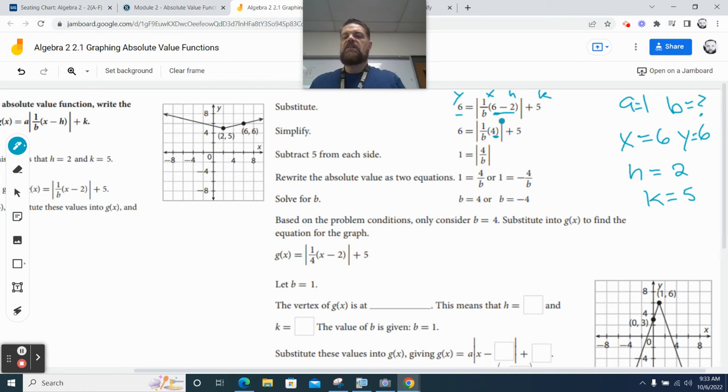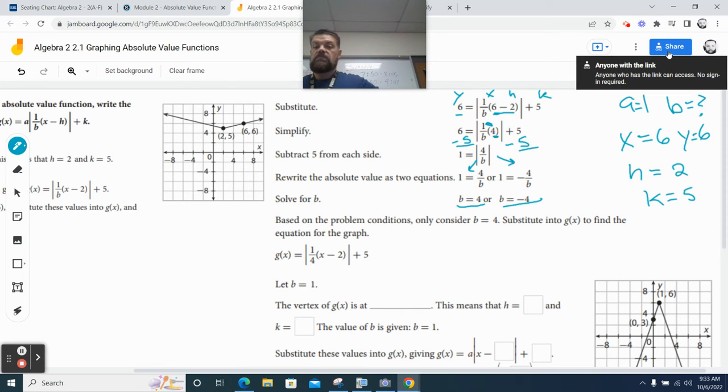Okay. Well, we want to get all this stuff by itself. So I'm going to subtract 5 from this side, and I'm going to subtract 5 from this side. And that leaves me with 0 plus 4 over b if I multiply the 4 times the 1. And then 6 minus 5 is 1. So when I go to do the absolute value bracket, I'm going to say 1 is equal to 4 over b, or 1 is equal to negative 4 over b. And when I solve both those equations, I get b could either be 4 or b could be negative 4.